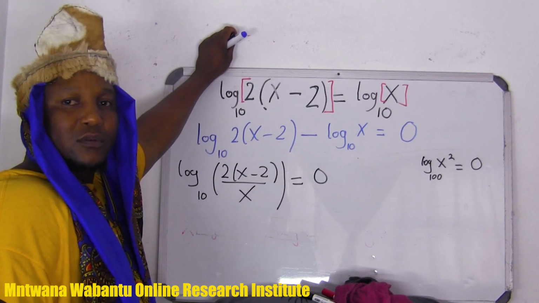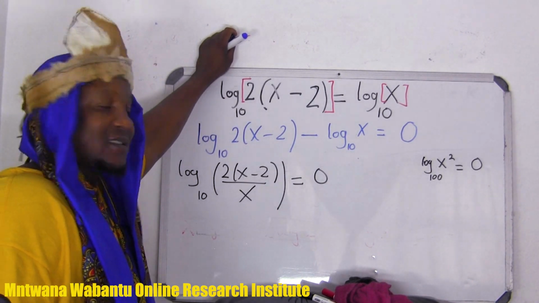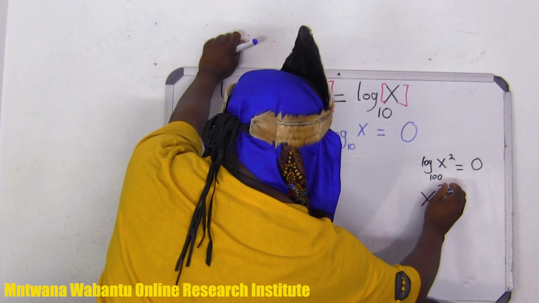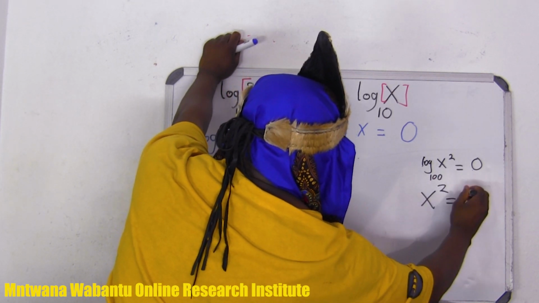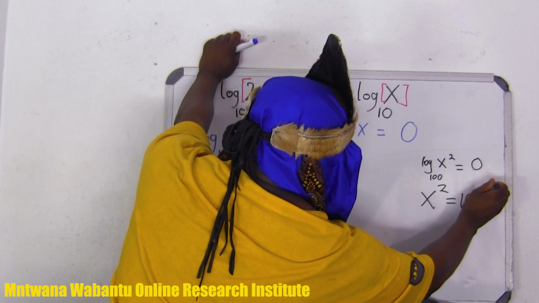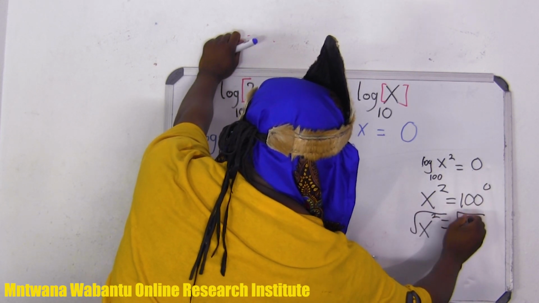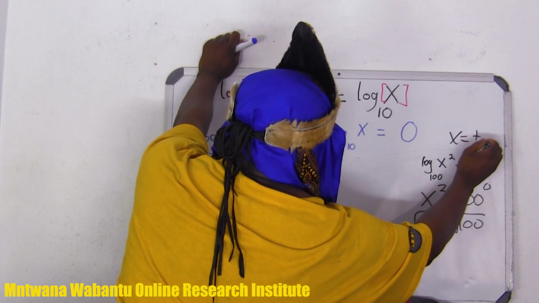So what I'm going to do, I'm going to apply exponential there for me to get x, because here there's a log, there's nothing. So I'm going to write my x squared on the left equal, you write your 100 here, and this 0 is going to become a power. So x squared equal to 100, and then I'm going to take the square root, so the value of x equal to plus or minus 10.